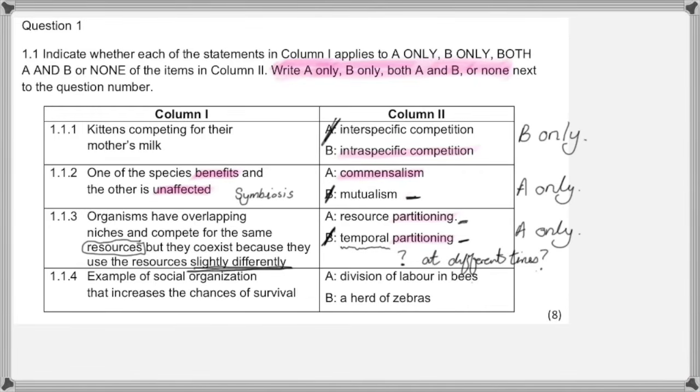If we look at question 1.1.4, an example of social organization that increases the chances of survival. A type of social organization that increases the chances of survival. Now, if we look at our options that we're given, division of labor in bees, that improves survival, and also a herd of zebra that stay together is going to improve chances of survival as well. So in this case, question 1.1.4, it's both A and B.